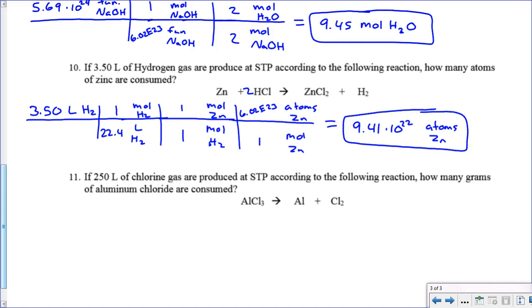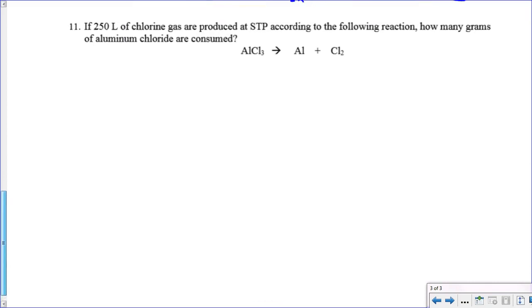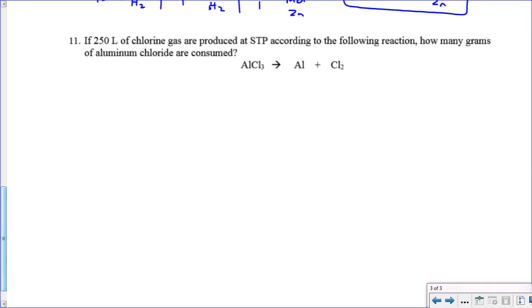And then for the last problem here, it says we've got liters of chlorine gas, and it says how many grams of aluminum chloride are consumed. So this one, we're going to go from liters of chlorine to moles of chlorine, and then from moles of chlorine to moles of aluminum chloride, and then from moles of aluminum chloride to the mass of aluminum chloride. Because we're going moles to mass, we're going to need a molar mass for aluminum chloride. Also, we need to balance this chemical equation. If you do 2, 2, and 3, that should balance it out.